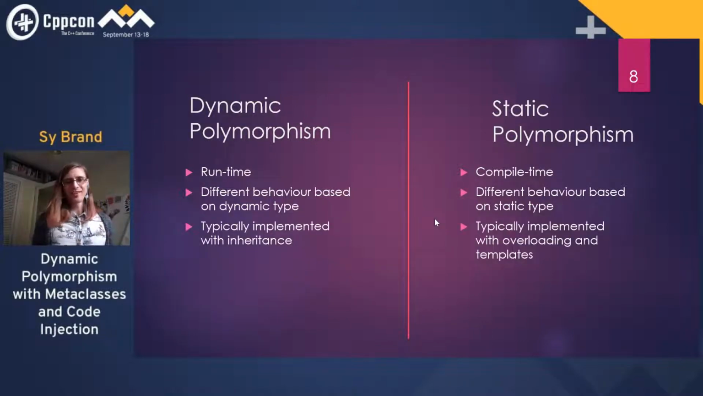Dynamic polymorphism is typically implemented with inheritance, but there's other ways you can do it. Inheritance is the main method. Static polymorphism is usually implemented with overloading or templates.